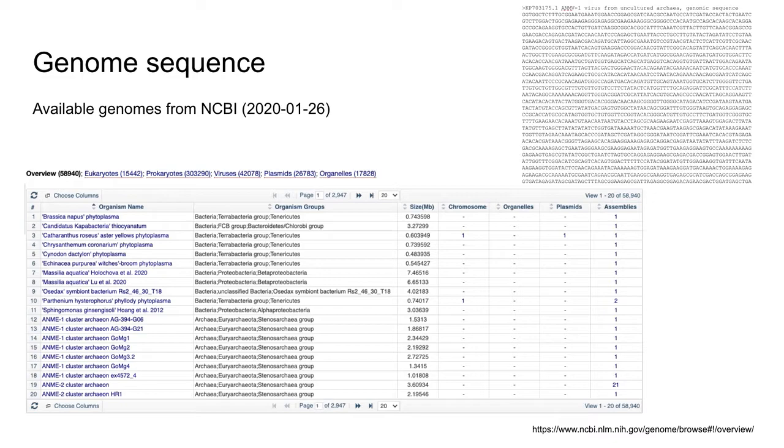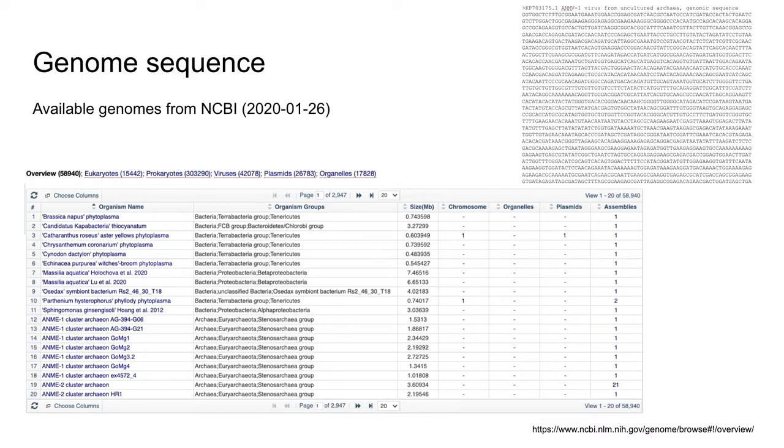How many genome sequences have we determined by now? So I went to the National Center for Biotechnology Information, NCBI, and I was looking at how many genomes I can look at or could download. And you see on the screen we have a total of close to 60,000 genomes that are available.